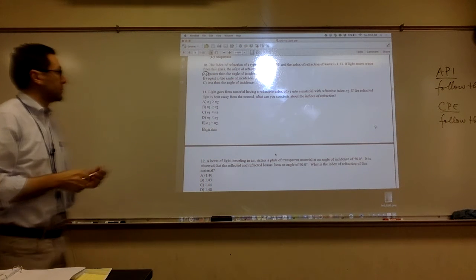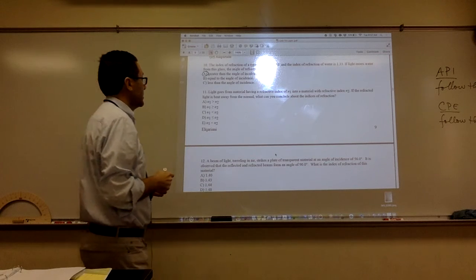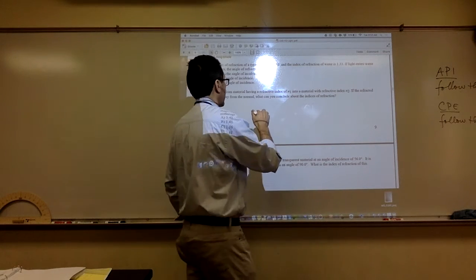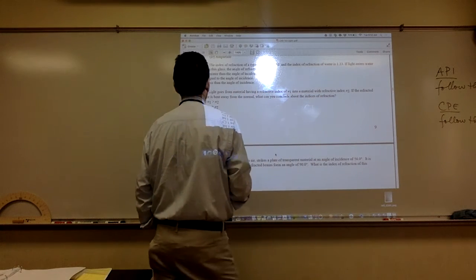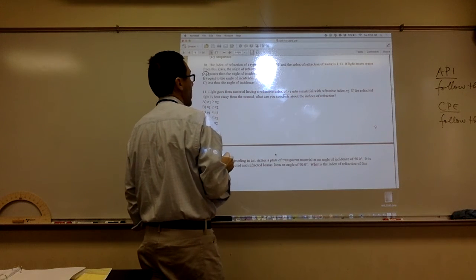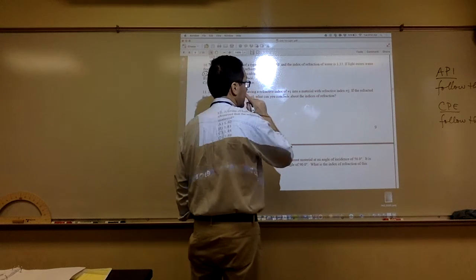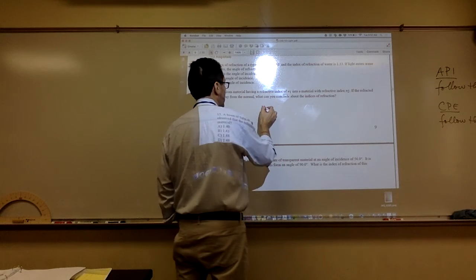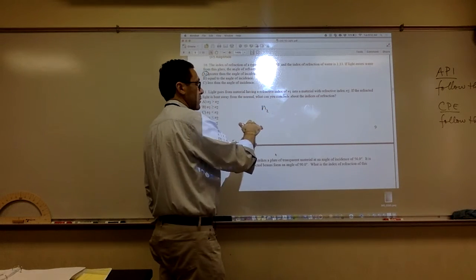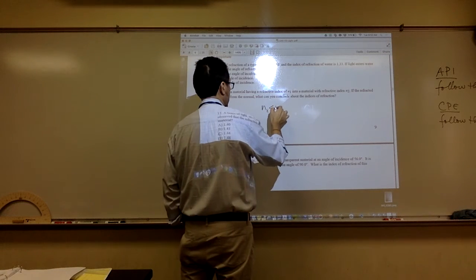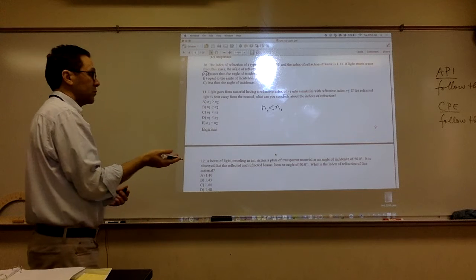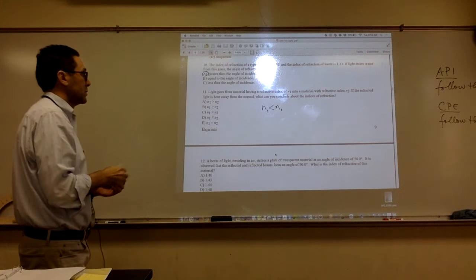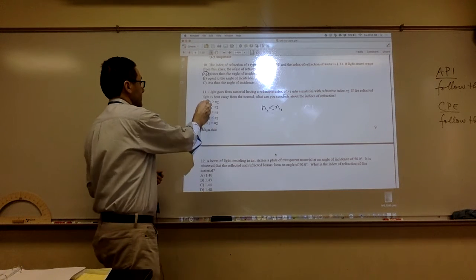Okay. Light goes from a material having a refractive index of n1 into a material of n2. If the refracted light is bent away, it means n2 is smaller than n1. If it's bent away, it means the angle is bigger, which means the n is smaller. So the answer should be A.